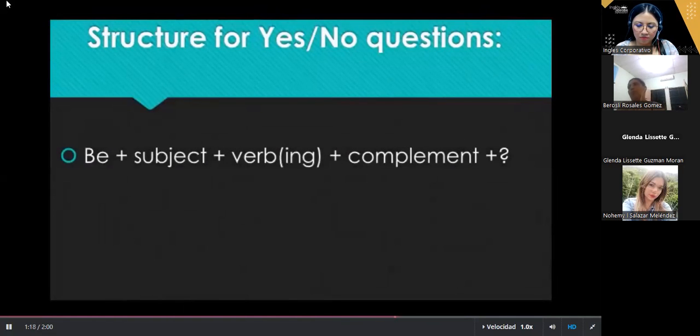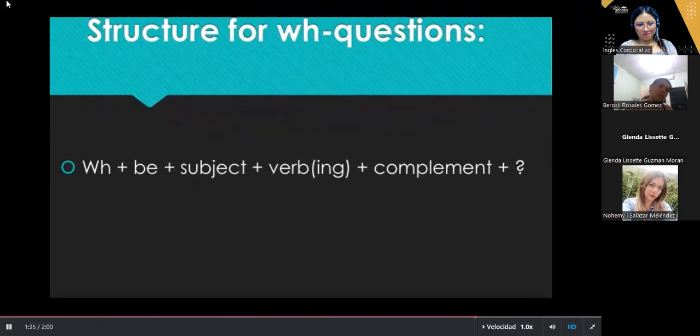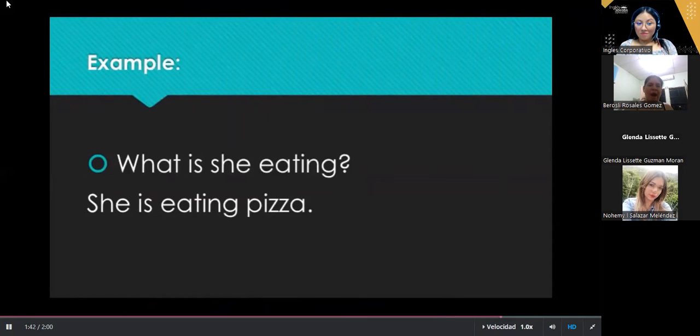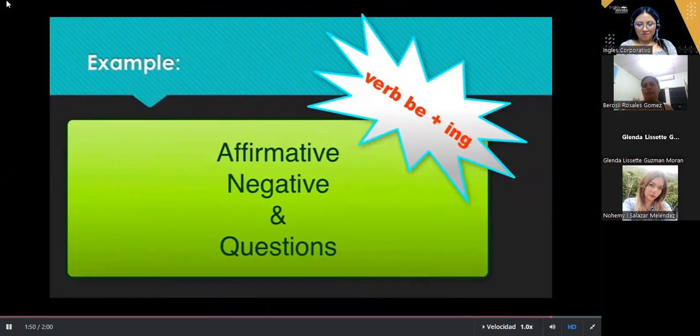This is how we ask yes/no questions in present continuous. Be plus subject plus verb, ing plus complement plus question mark. Read the example with me. Is she eating? Yes, she is. No, she's not. And to ask WH questions, we add the question word needed at the very beginning of it. Let's work it out. What is she eating? She's eating pizza. Note and never forget that we need the verb be plus ing for affirmative, negative, or questions when using the present continuous.